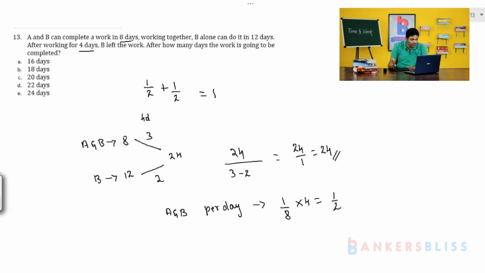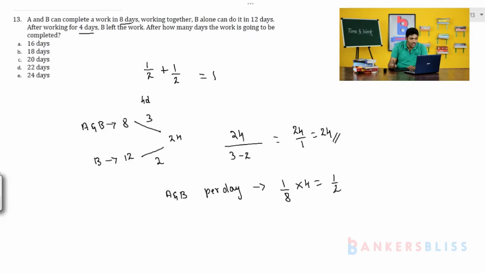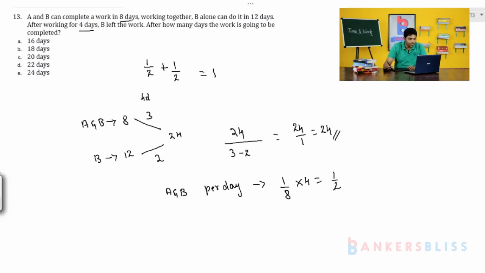So this half of the work is done by whom? Half of the work is done by A and B. Now B is leaving the work, so the remaining half of the work is done by A. To complete the whole task, A needs 24 days. But to do half of the task, A needs 24 into half, that is 12 days.